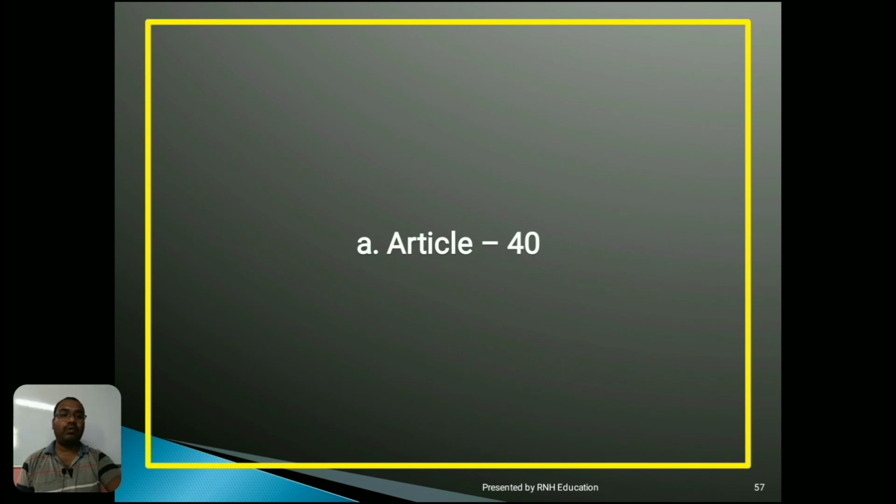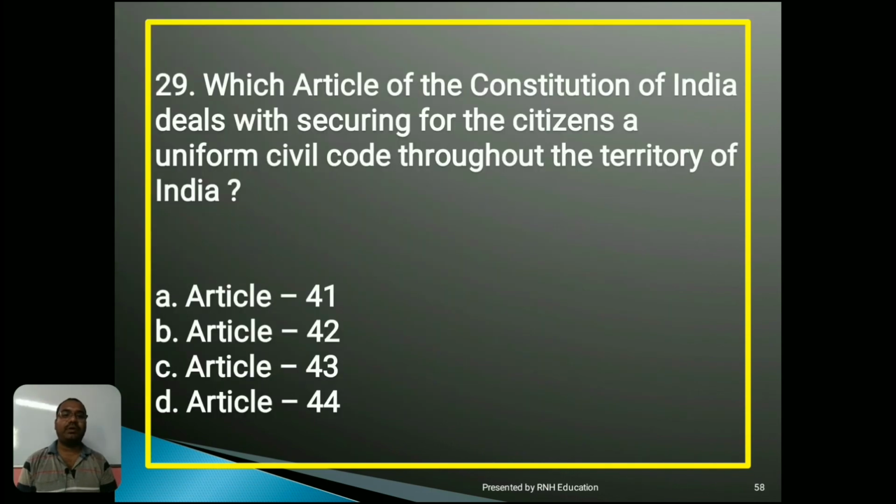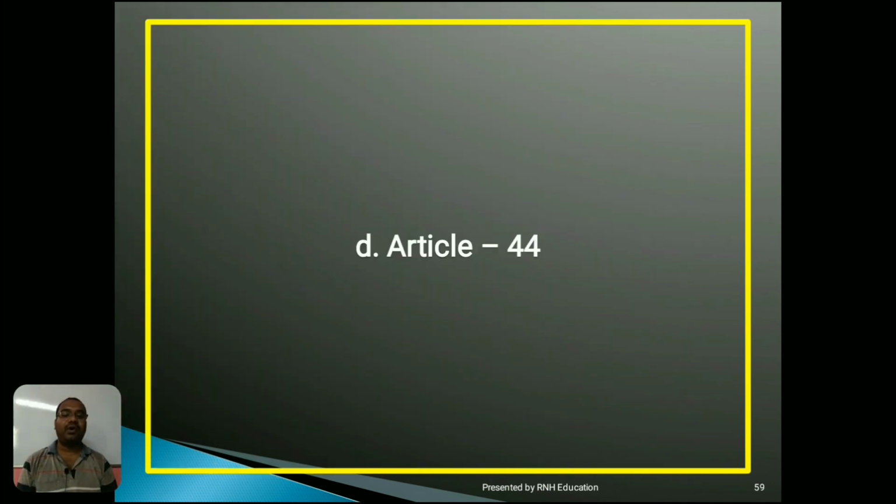Okay friends, now going to the next question, that is question number 29. Which article of the Constitution of India deals with securing for the citizens a uniform civil code throughout the territory of India? Options are A, Article 41, B, Article 42, C, Article 43, and D, Article 44. Now check the answer. The answer is Article 44.